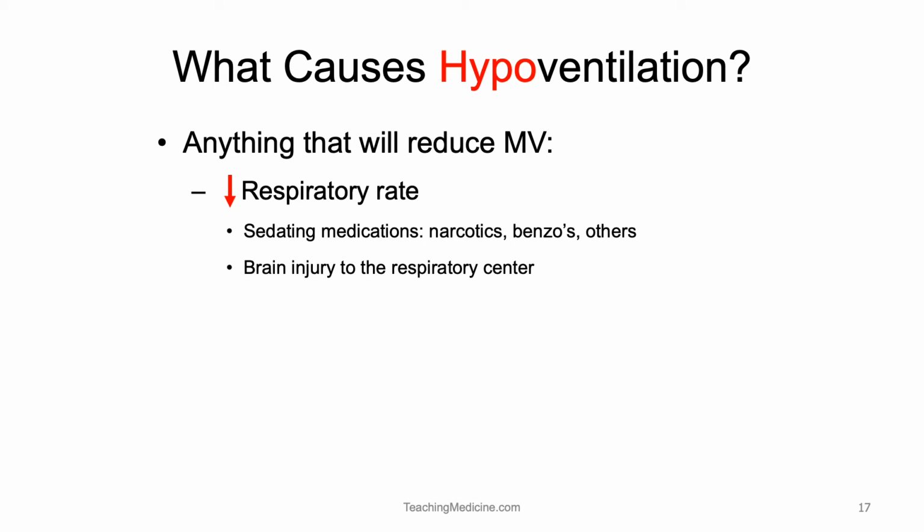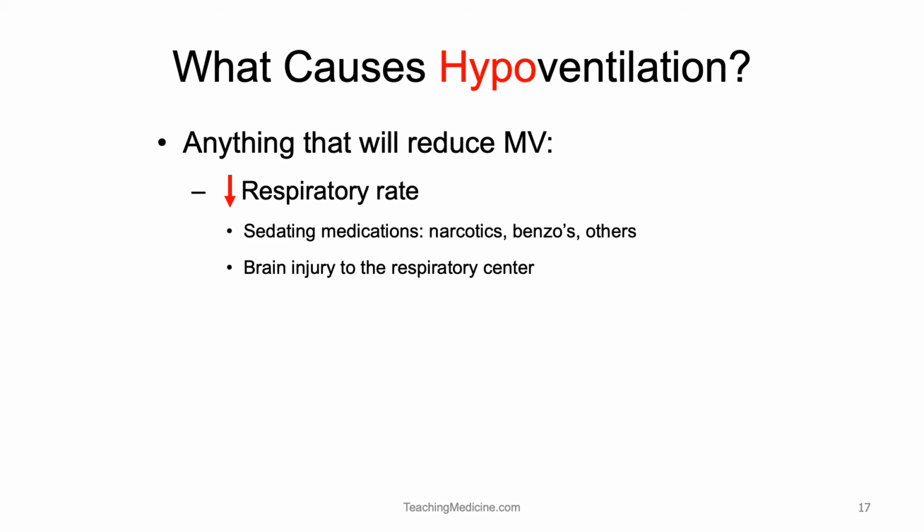What causes hypoventilation? Well, the answer is anything that will reduce minute ventilation. We can reduce minute ventilation by reducing the respiratory rate, and this can occur with sedating medications such as narcotics or benzodiazepines or other medications. It can also occur as a result of a brain injury to the respiratory center.